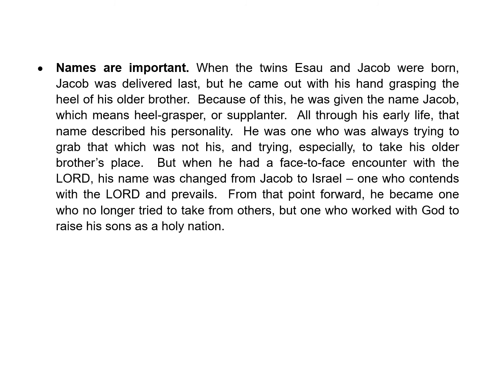Lessons to be learned from this study. First, names are important. When the twins Esau and Jacob were born, Jacob was delivered last, but he came out with his hand grasping the heel of his older brother Esau. Because of this, he was given the name Jacob, which means heel grabber or supplanter. All through his early life, that name described his personality. He was the one who was always trying to grab that which was not his own, and trying especially to take his older brother's place.